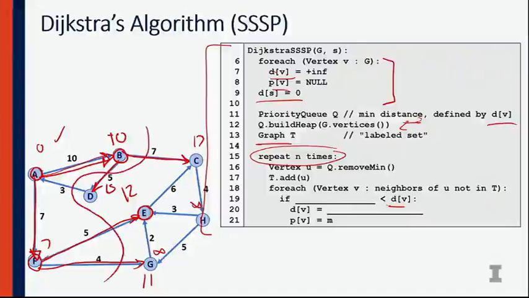So here we have our labeled partition again. And now we find the minimum weight. The minimum weight is G. We add G. We update the edge weights. G to E is 11 plus 2, which is 13. It's not smaller than 12, so we don't update that partition right here. And that's the only edge we need to update.